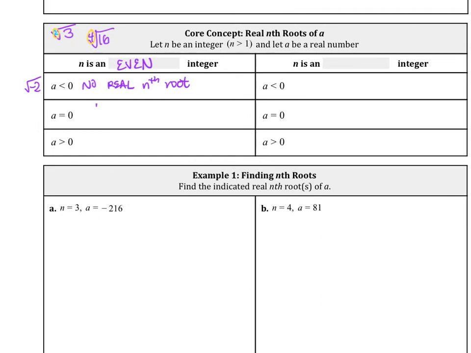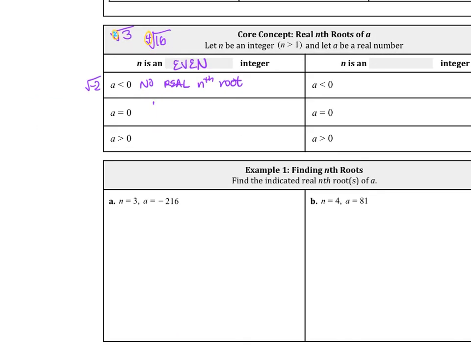When a equals 0, let's take the square root of 0, for example. The square root of 0 is 0, right? You're allowed to do that. Or even the fourth root of 0, that is still 0. So we get one real nth root.